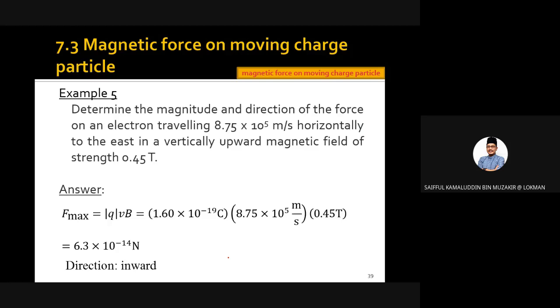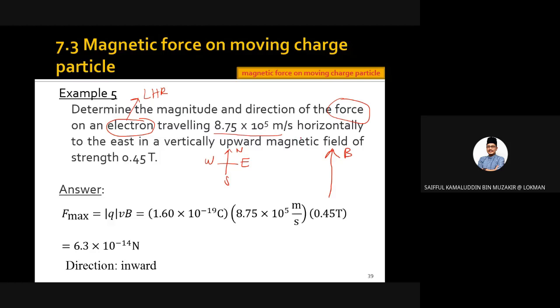Example 7.3. Now, determine the magnitude and direction of the force on an electron. We need to find the force. Electron, negative charge particle. This uses the left hand rule. Traveling with such velocity horizontally to the east. To the east, remember. Which one is east? This one is east. This is west. This is south. This is north. To the east in a vertically upward magnetic field. Magnetic field is upward. This is B.